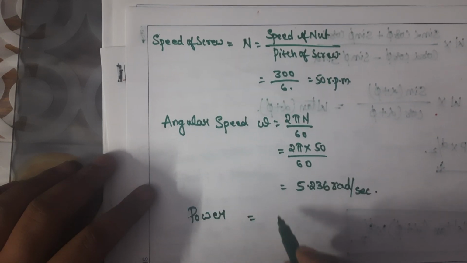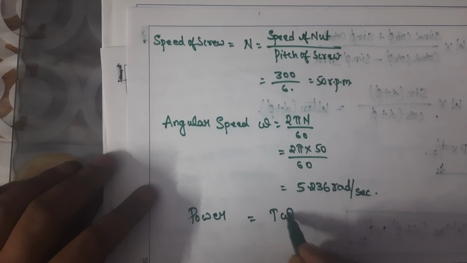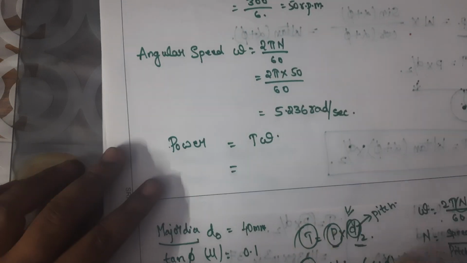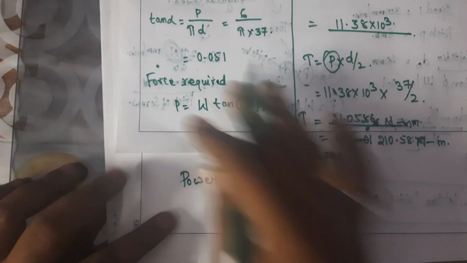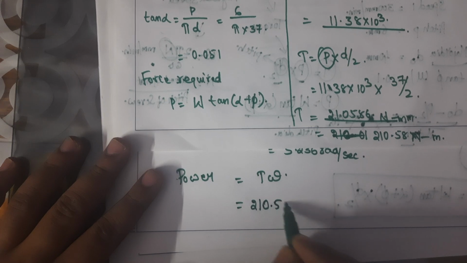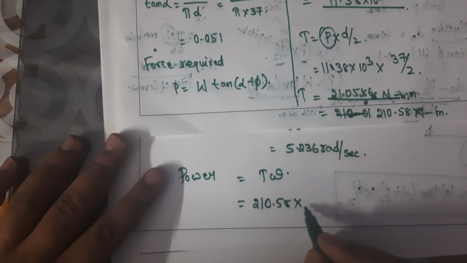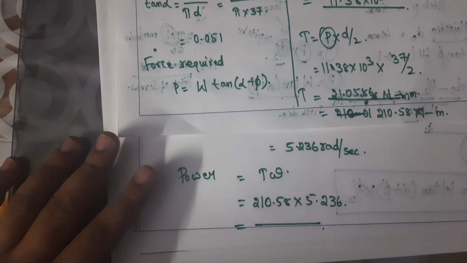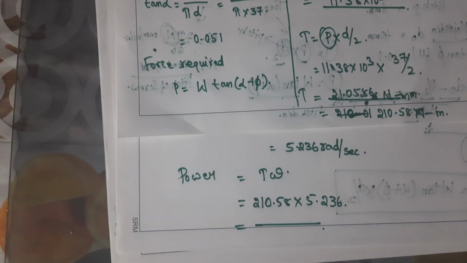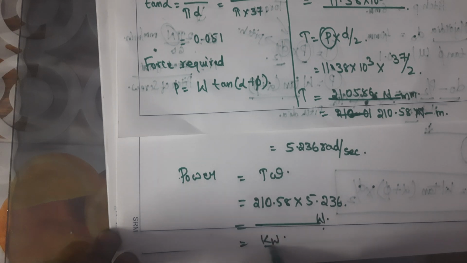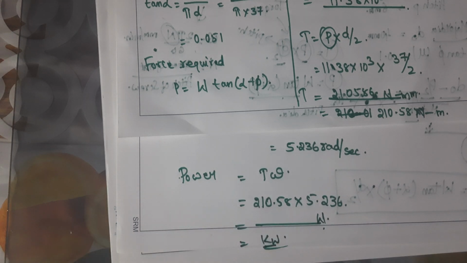Okay, later we have to calculate the power. So power is equal to T into omega. The torque value is 210.58, and the omega value is 5.236. Just calculate the value and tell me the answer. You will be getting the answer in watts. Just convert it into kilowatts. Okay, so that is the end of your problem.